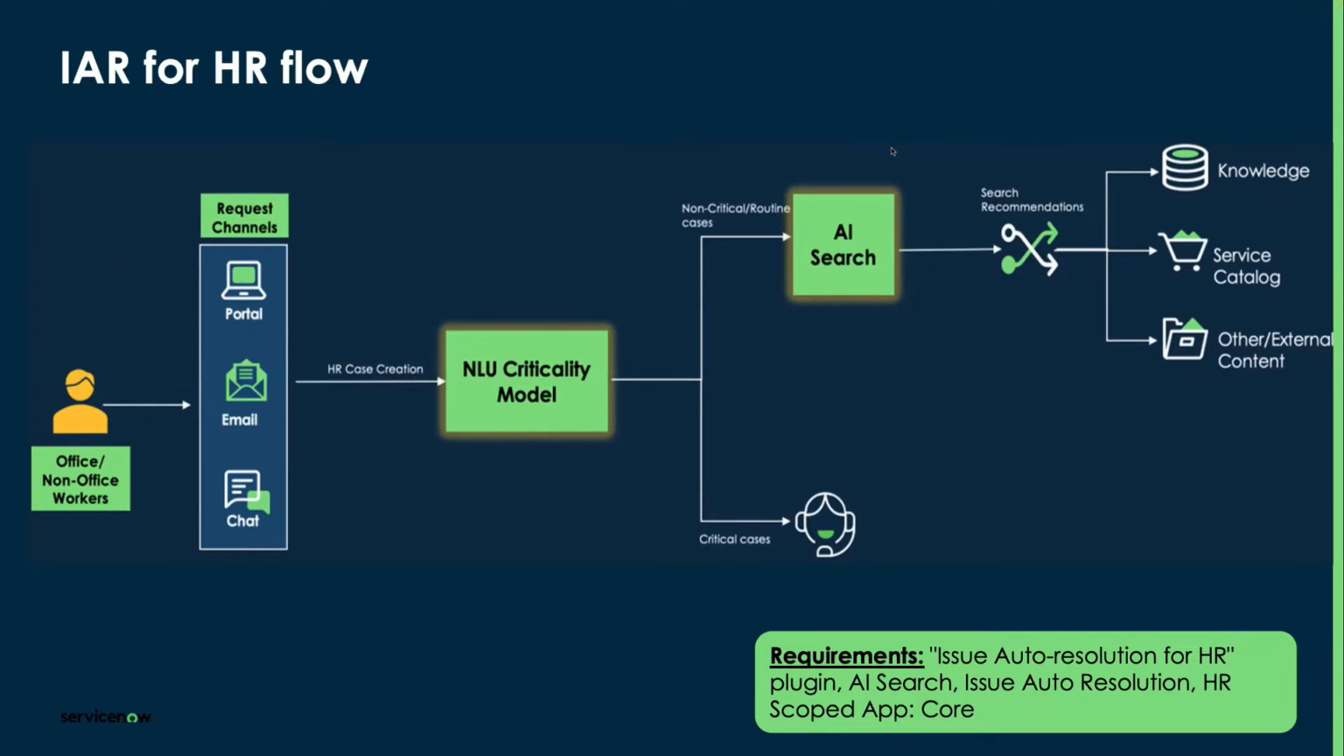All said and done, even when it goes through this AI search and gives out the search recommendations, the end user or the employee might find the search recommendations helpful, which is good. But in the scenario where they need more help or find the search recommendations not very helpful, at every phase of their steps they would be presented with the option to get this case routed to an agent. So that's how the end-to-end flow looks for IAR for HR.